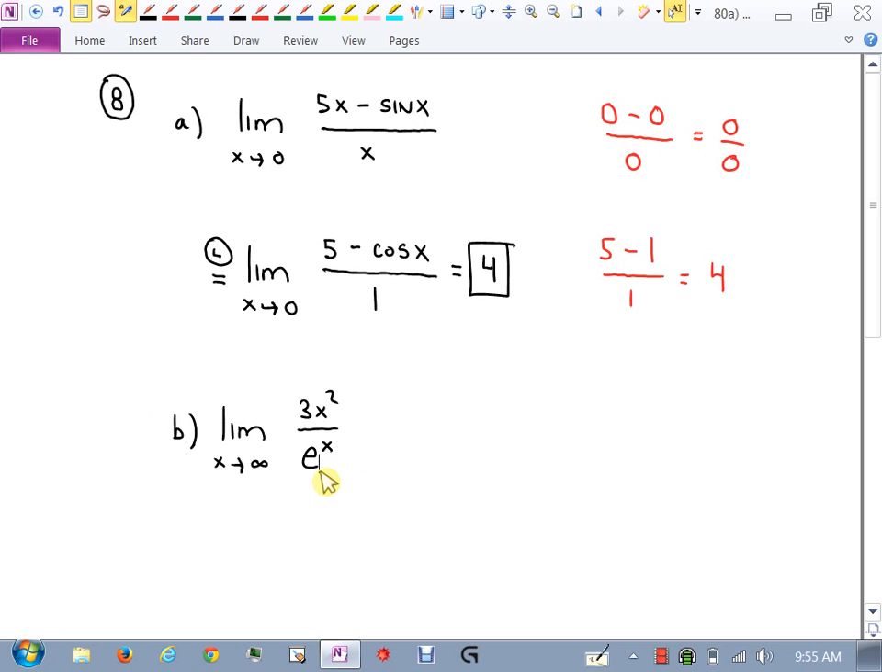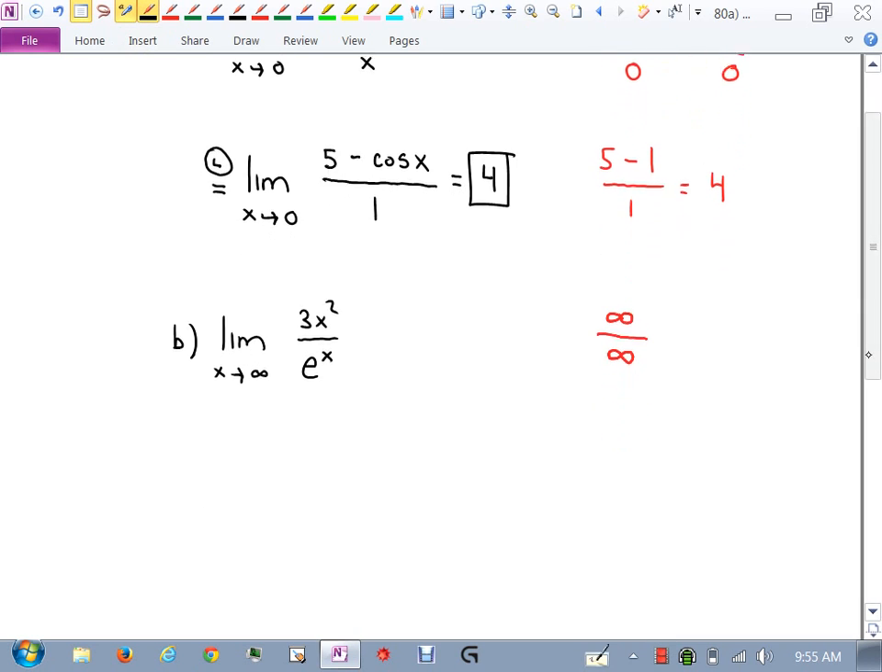Okay, so direct substitution, e to the infinity, what is that? Infinity? You understand that, or yes? Okay, when you say e to the infinity, what you really mean is look at the graph of e to the x and go out to the right forever. And what does the graph do? It takes off to infinity, right? It gets bigger and bigger and bigger. So the bottom is infinity. What about the top? Infinity also, right? 3 times infinity squared. Infinity squared is infinite. So we have infinity over infinity. We can apply L'Hopital's rule.